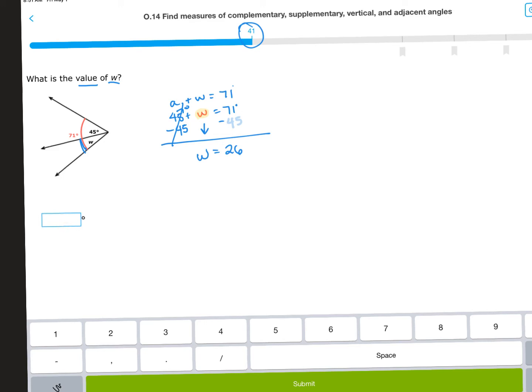Okay, so here, it's not supplementary or complementary, but they are adjacent angles that add up to 71 degrees, right? They gave you how much it added up to.